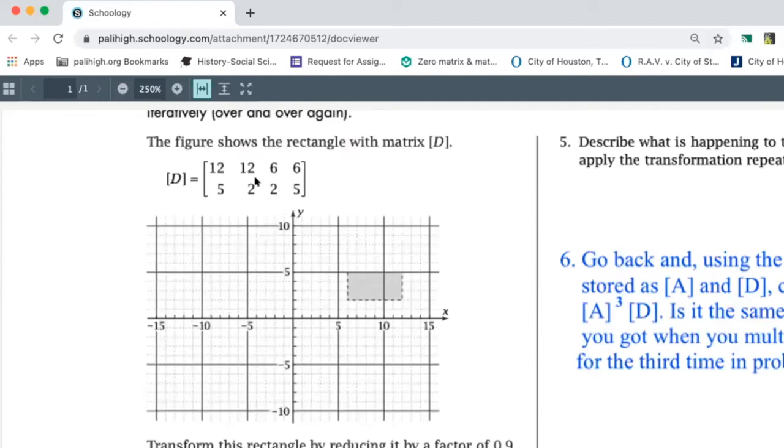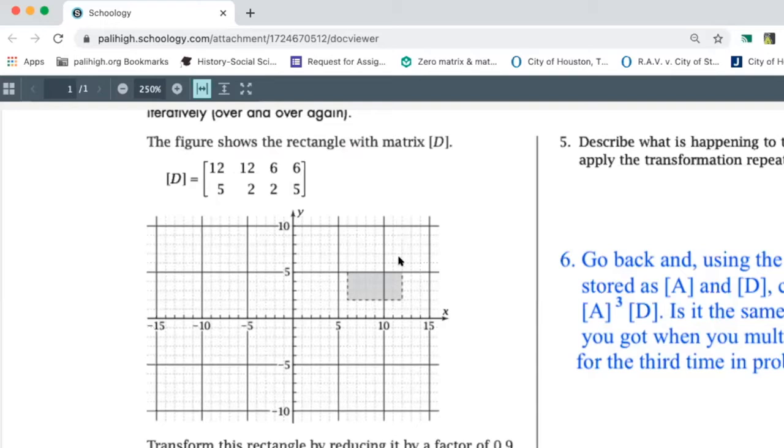Right here, this matrix represents this rectangle. The points are (12, 5), which would be here, and then (12, 2), which would be here, and then (6, 2) here, and (6, 5) here. Notice that when you list them here, they go in order.